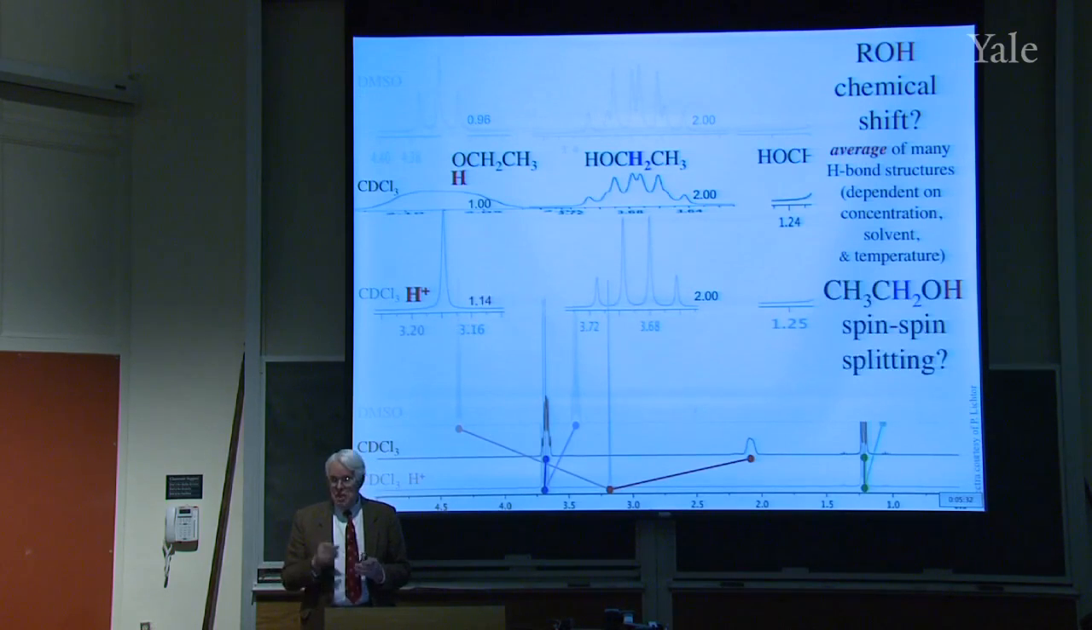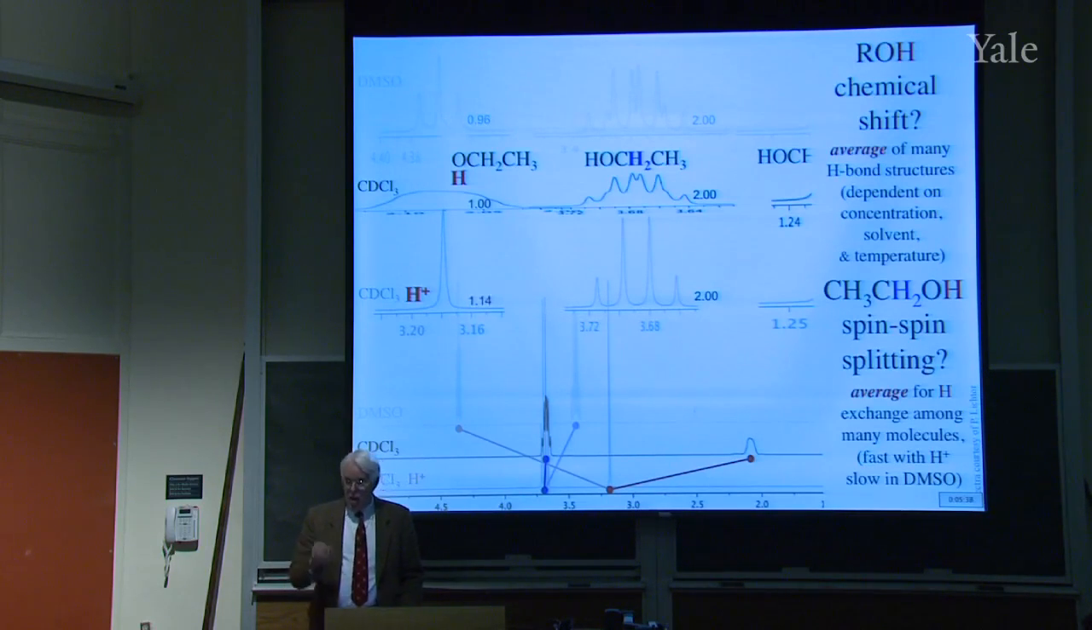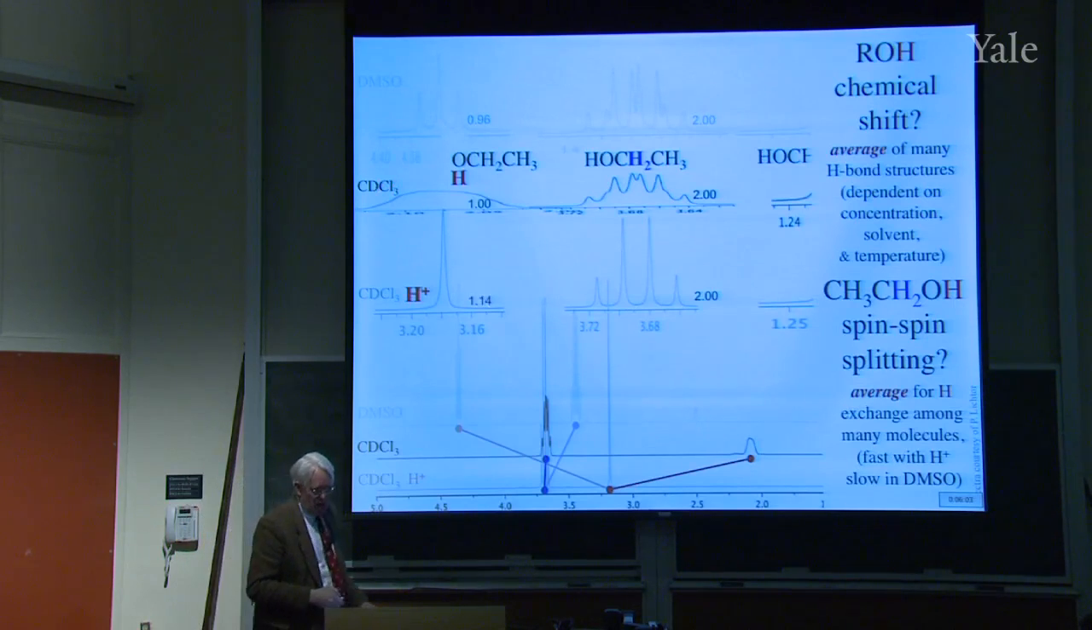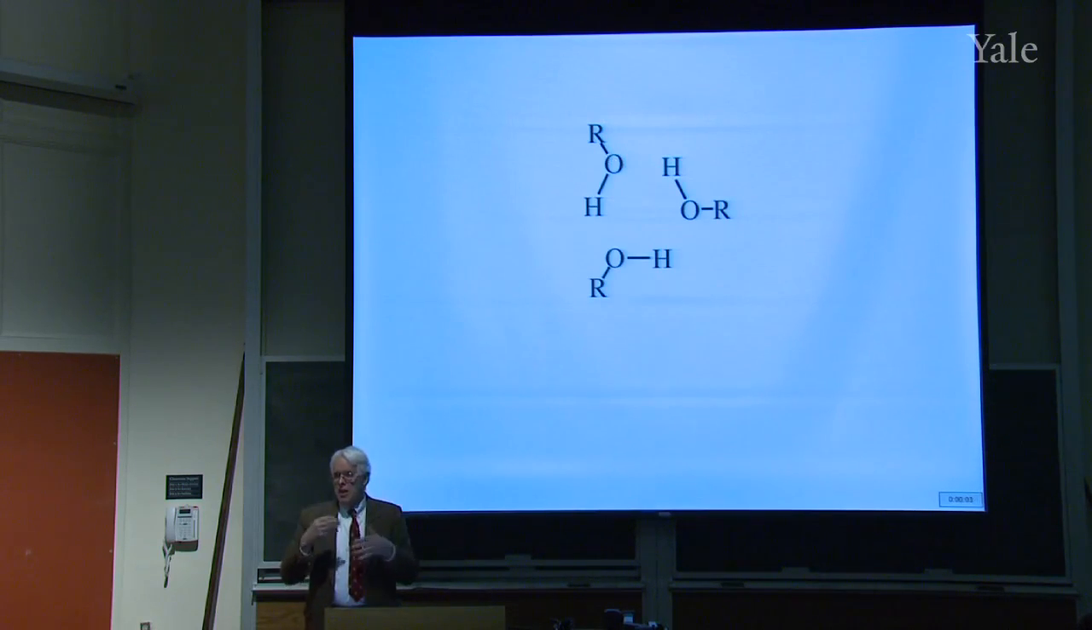But how about the spin-spin splitting between the CH2 and the OH, right? That can be the average involving H exchange among many molecules. It's fast if you have H+. It's slow in DMSO. So in DMSO, you saw H's staying with their molecule, and you see the splitting. In H+, they go from molecule to molecule fast. You see the average. And what happens if you have chloroform, but you don't have the H+? It's some kind of averaging is beginning to happen, it looks like. So it's clear that if you have H+ in there, it can zip around.